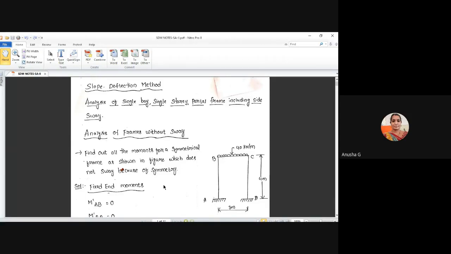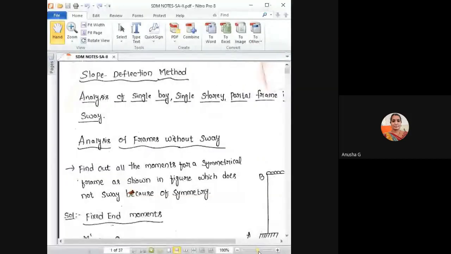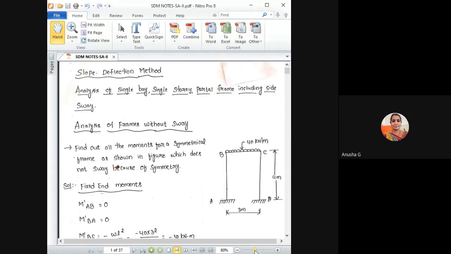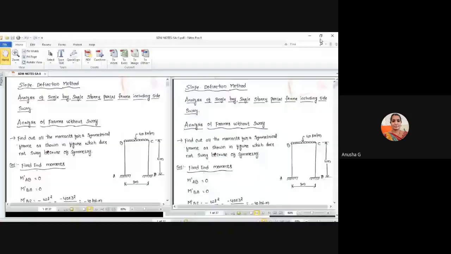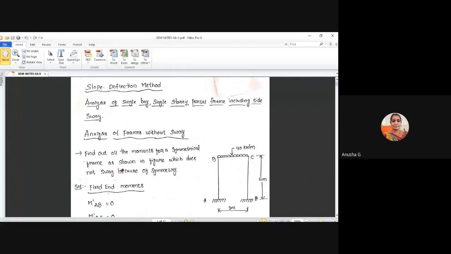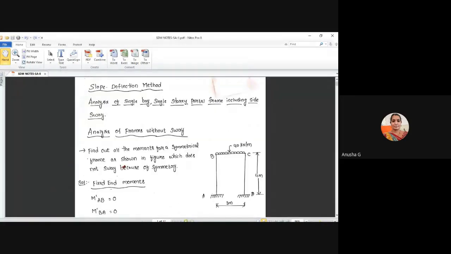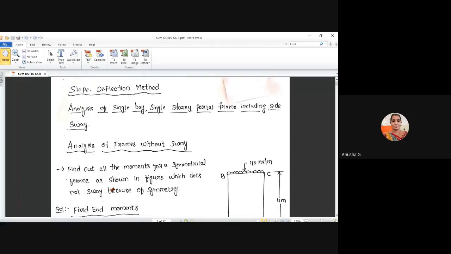All of you draw the figure clearly, ma. And then on BC, a total UDL is acting. That UDL is 40 kilonewton per meter. Okay, ma, once you finish this, then next you go for our solution.